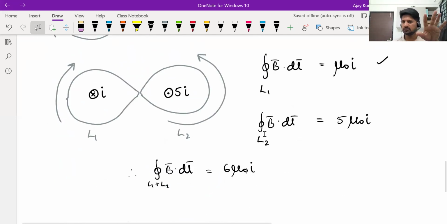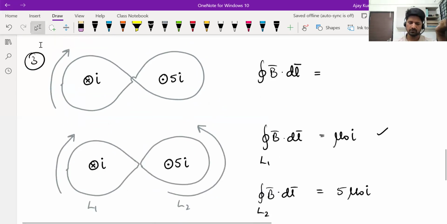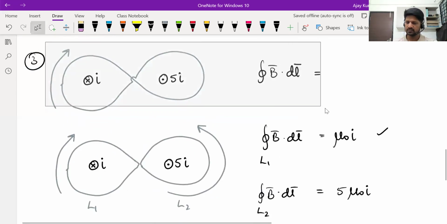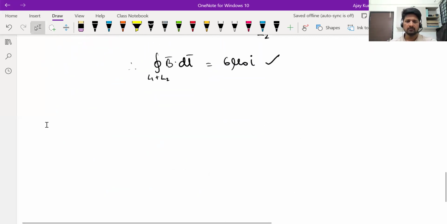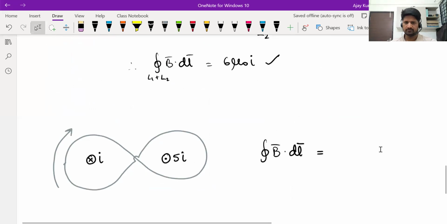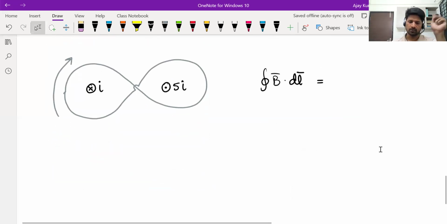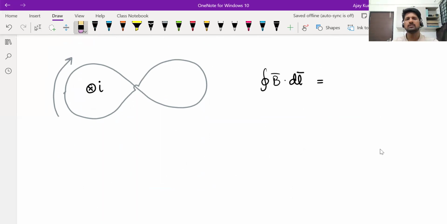Okay. See, this is one way to solve. This is correct only. The answer is correct. There is another way also to look at it. We need closed integral B dot dl over this closed path, right? And there are two currents, I and 5i. What you can do is find out closed integral B dot dl only due to the current I first. Okay, I'll call this the first one or part A. Only due to the current I.